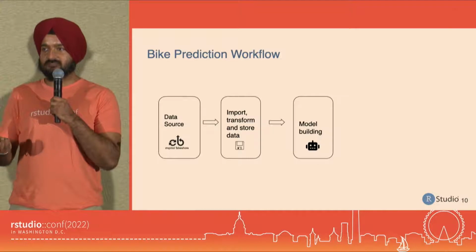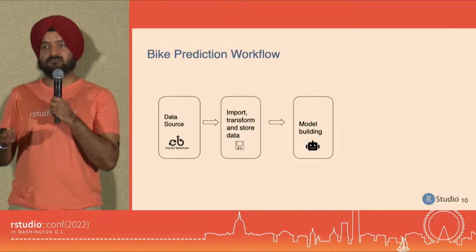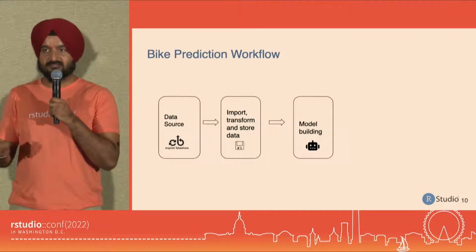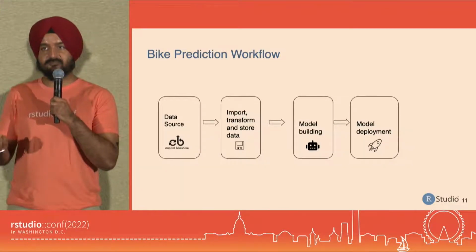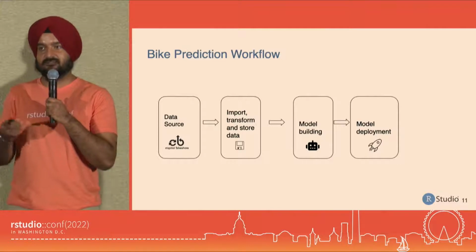Then we have to consume this data and build our prediction model to show the number of bikes for each bike station. Then we have to move this model to a deployable location where the output, the predictions of number of bikes, can be shared with other applications.